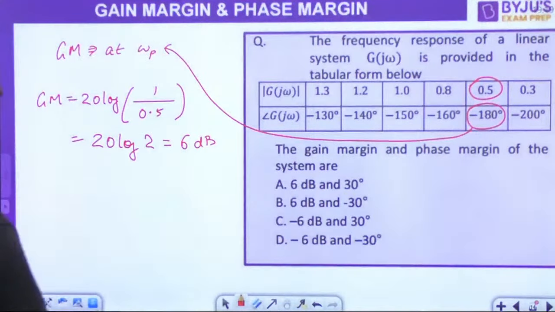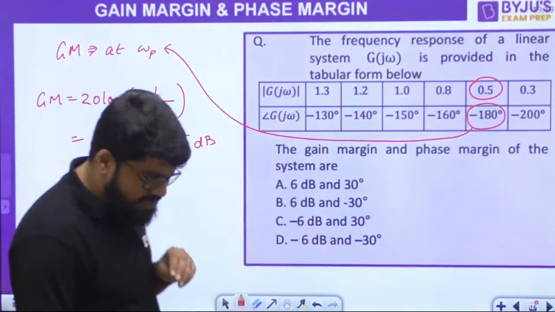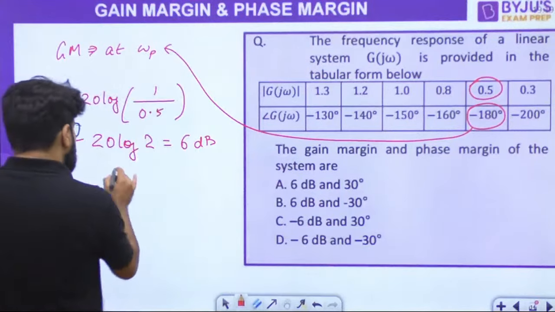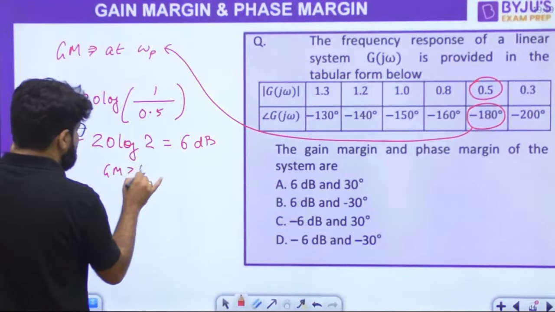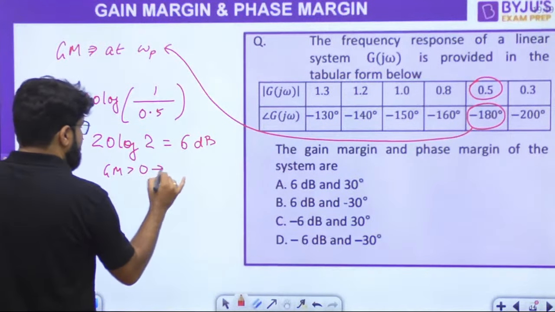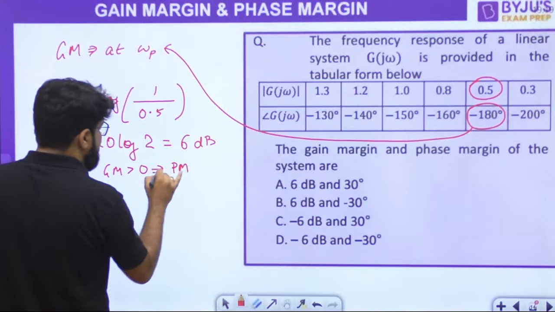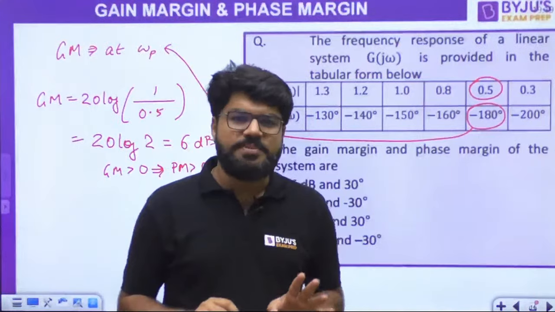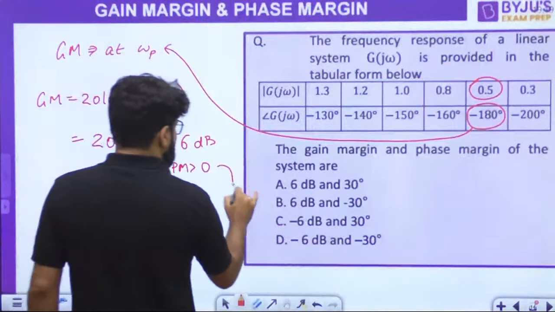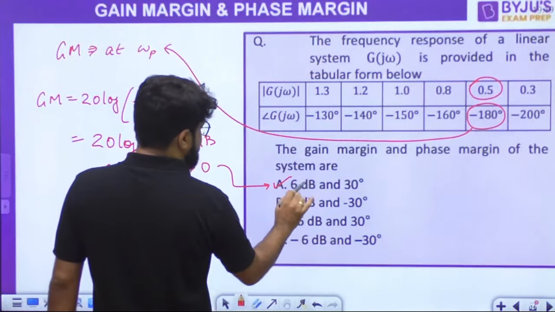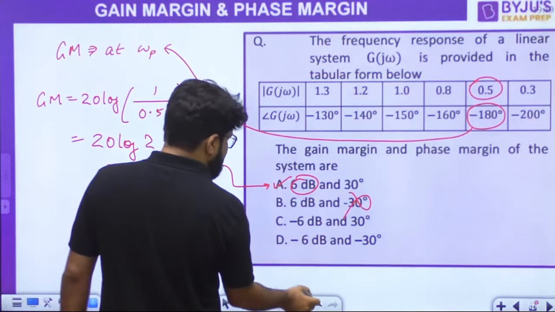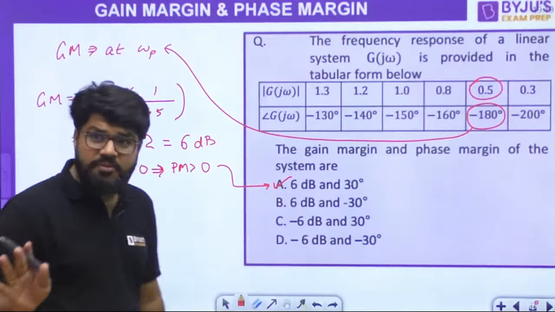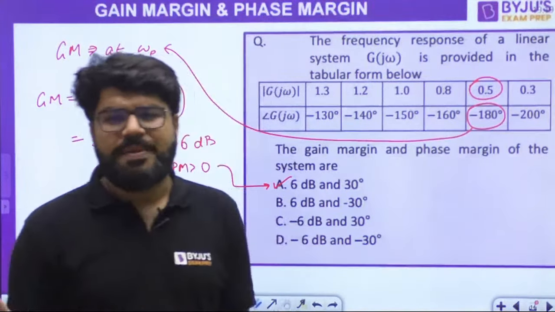Now, if it is 6 dB, we will come to that also, Juhi. If it is 6 dB, pay attention, what is the conclusion that I can directly say? Gain margin is positive, 6 decibel. So phase margin is also positive. Confirmed, both will be of the same sign. So no need to calculate phase margin. If gain margin is positive 6 dB, it cannot be minus 30 degree as the phase margin. Option number A, finished. That is by logic.